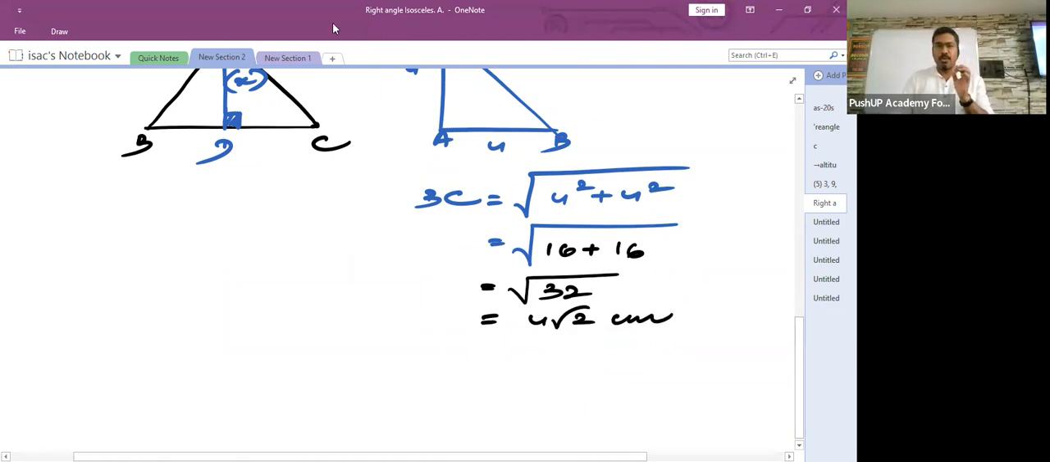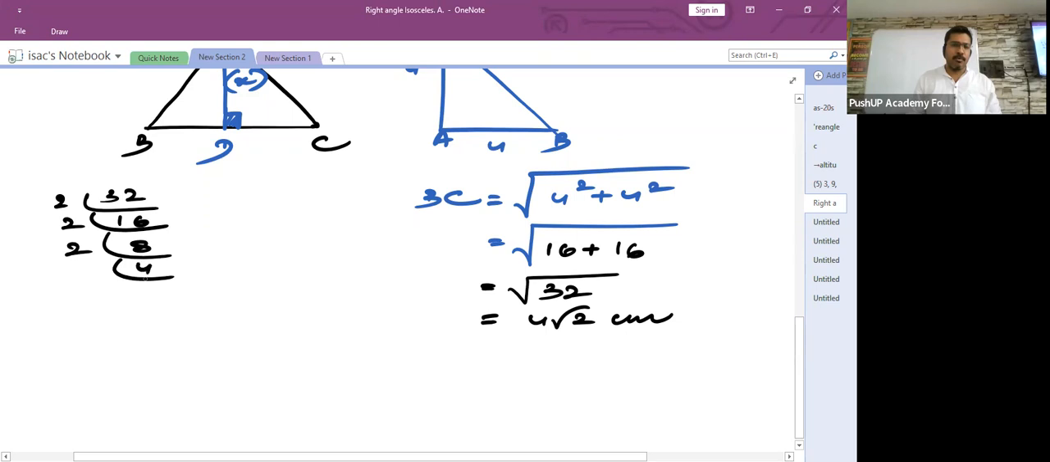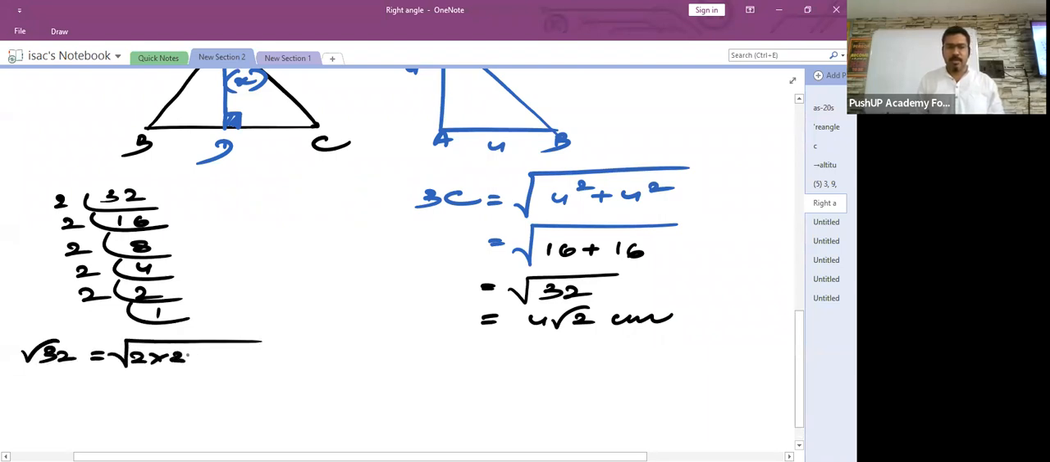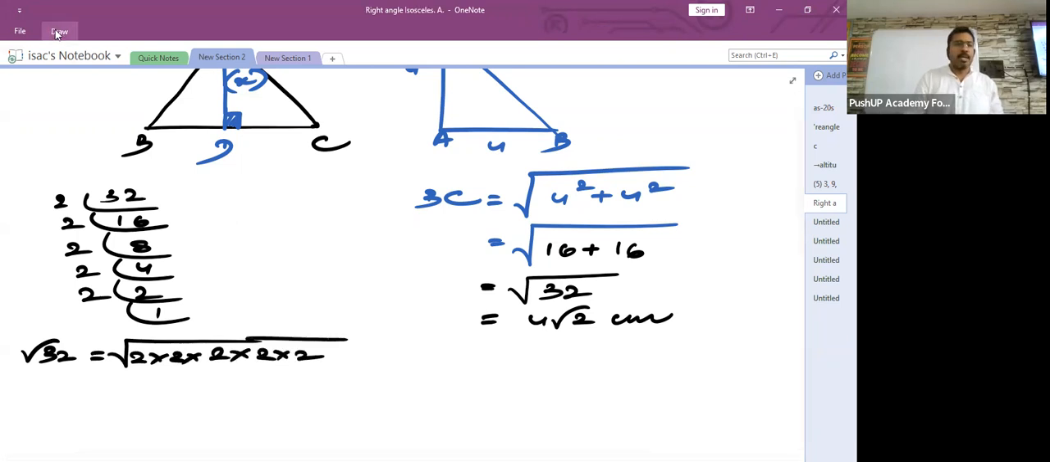Now, those children who don't know why it is 4 root 2, let me help you with that. Children, let's do prime factorization to simplify this number 32. 2 into 16, 2 into 8, 2 into 4, 2 into 2, and 2 into 1. So square root of 32 is nothing but square root of 2 into 2 into 2 into 2 into 2. Now, how do we find the square root? This is the final step.